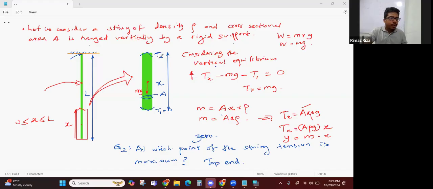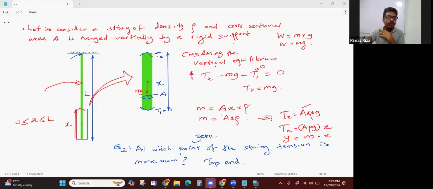So now we can consider the vertical equilibrium because this string is balanced. It's not moving, it's not accelerating, it is at rest. So that means it has to be balanced, right? Therefore, according to Newton's first law, total force acting on it should be 0, right? So if an object is at rest, that means no unbalanced force is acting on it. So all the forces must be balanced. So T1 is already 0. T1 is 0 here. So therefore, Tx equals mg.